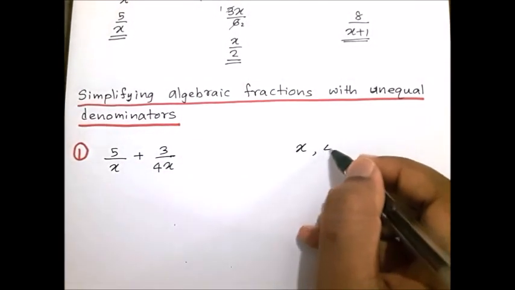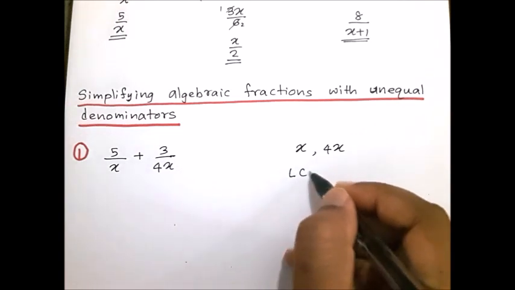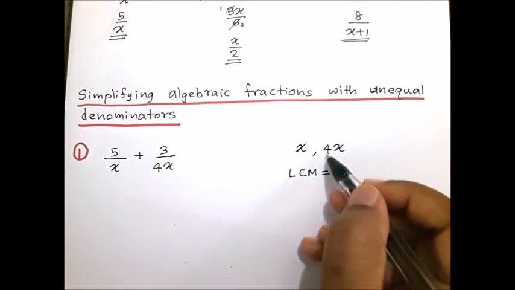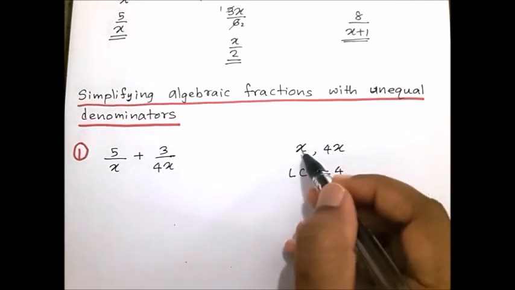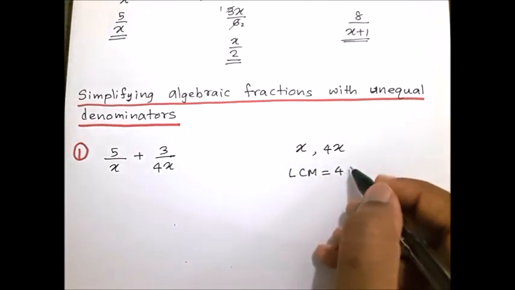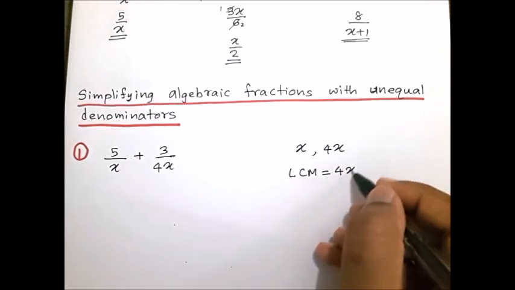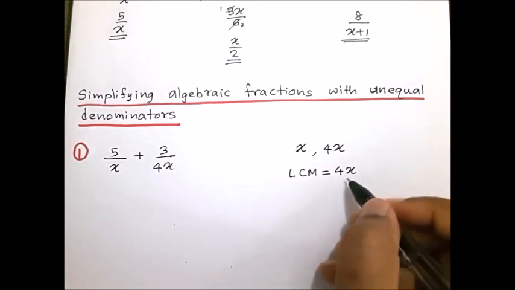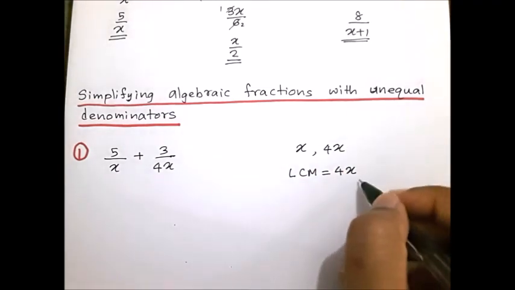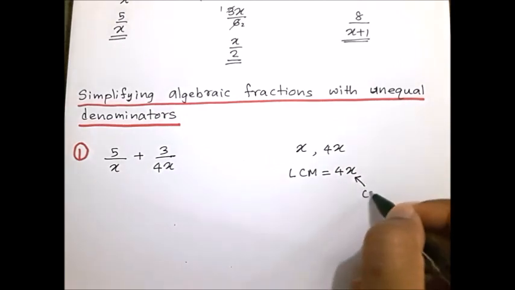Denominators are x and 4x. So what is the LCM? Here take this number and take the algebraic term with the highest power. But here in both places it is x to the power 1. So the LCM is 4x. You have to take this 4x as the common denominator.